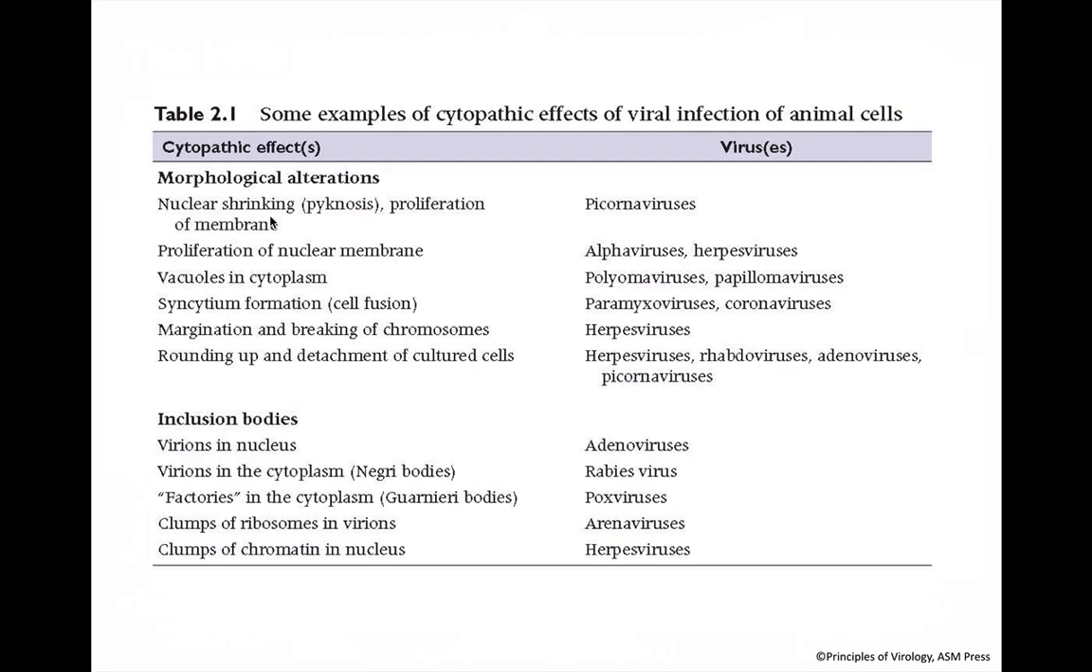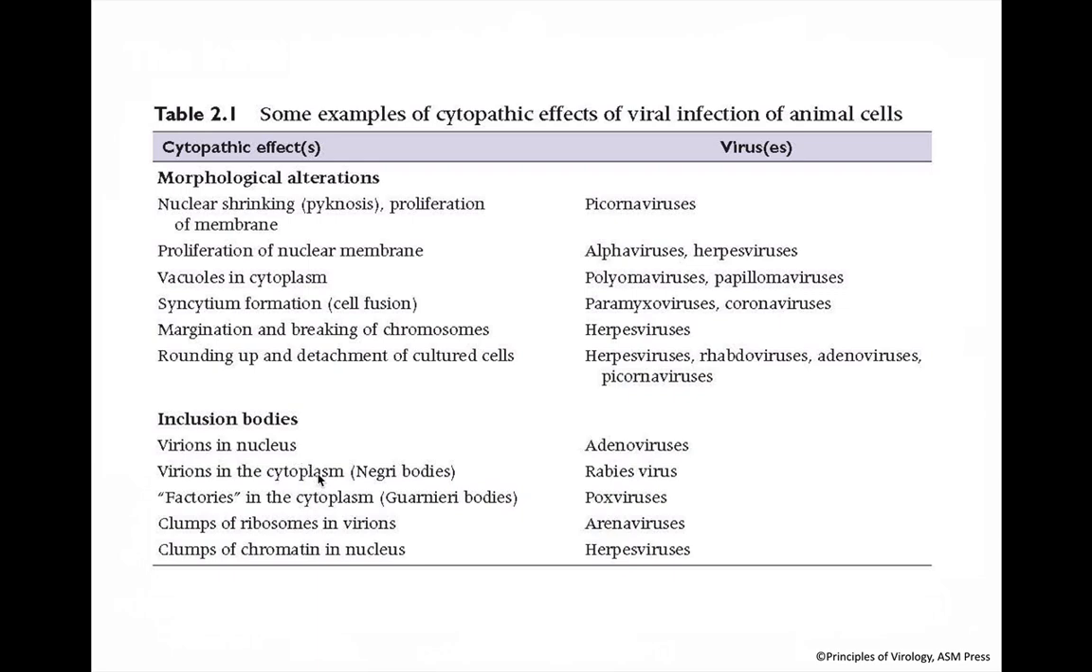We have nuclear shrinking, pycnosis, or proliferation of the membrane of the nucleus, production of vacuoles in the cytoplasm, syncytium formation, which we just talked about, the alterations in chromosomes, rounding up and detachment of cultured cells, which I illustrated for you previously. And then another class of cytopathic effects comprises the production of what are called inclusion bodies. These are bodies within the cell that aren't there in the uninfected cell, but which are caused by virus infection. And they include actually virus particles in the nucleus or in the cytoplasm.